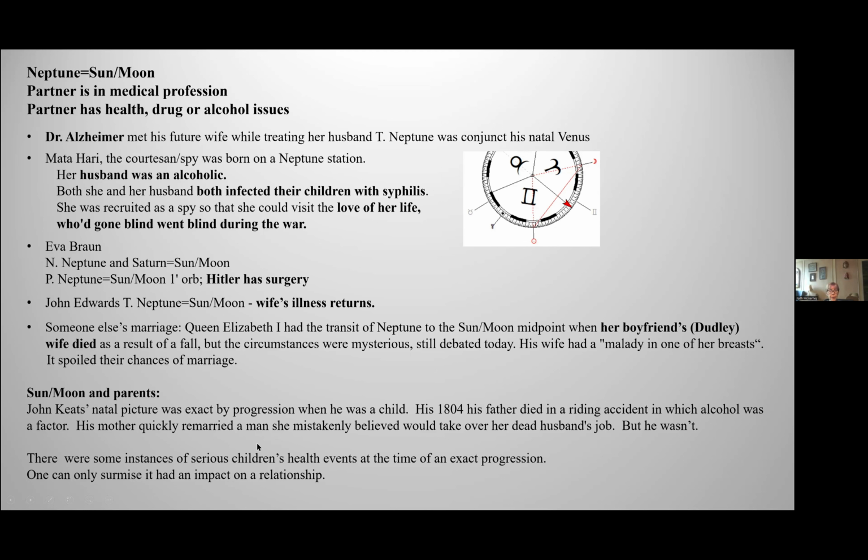So here's an example of Sun, Moon, and parents. This is a poet who had the progression when he was a child, and his father died in an accident, which was apparently on horseback, but it was a DUI. And his mother remarried a man who she was deluded about, and period, she was deluded about her new husband. We don't know his relationship with alcohol. We just know that he disappointed her expectations.